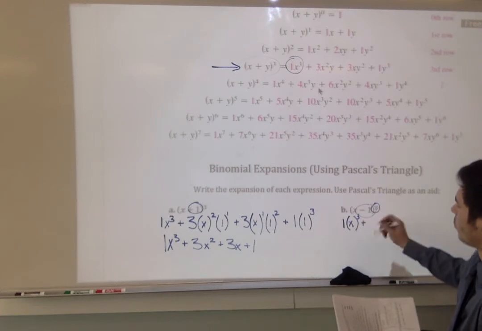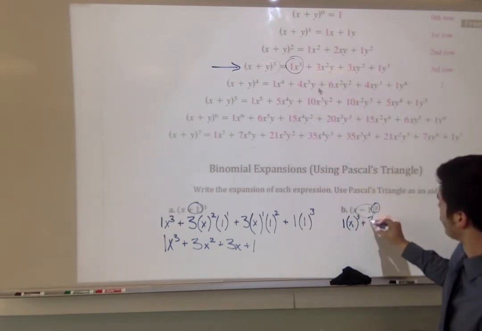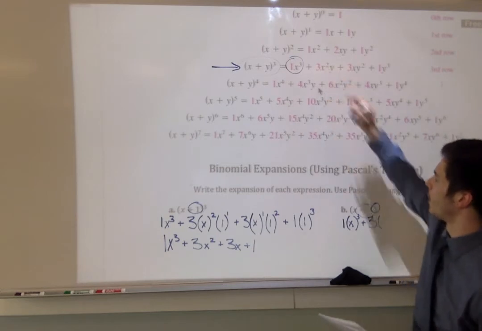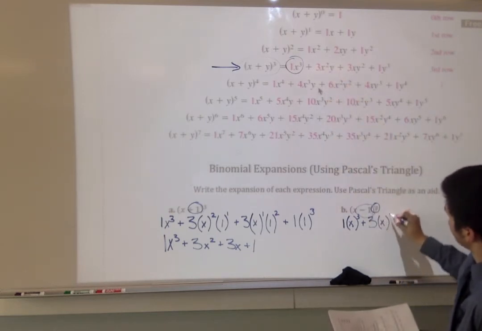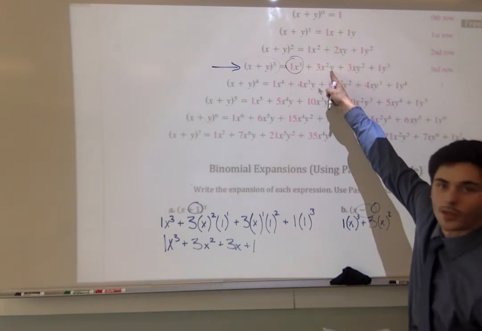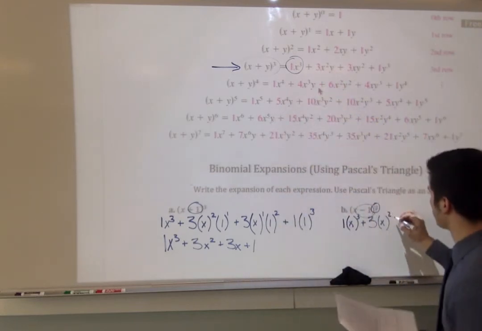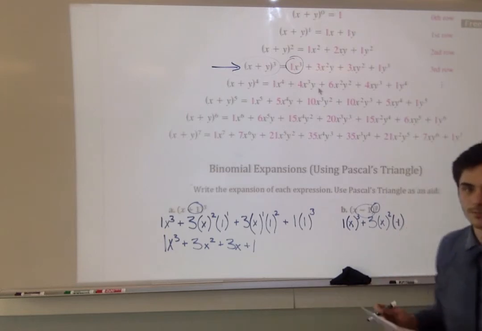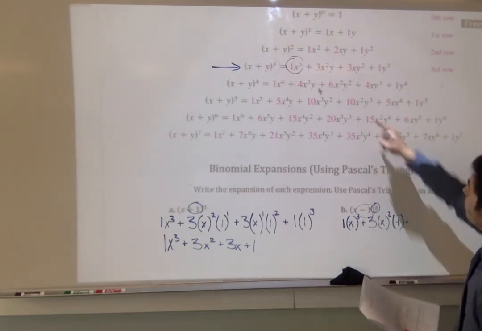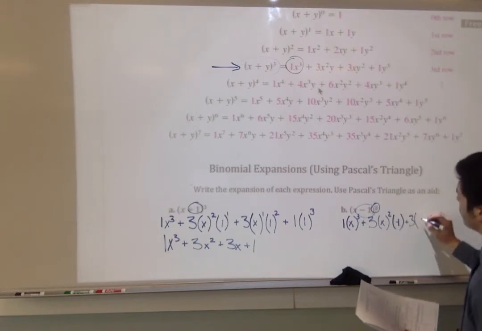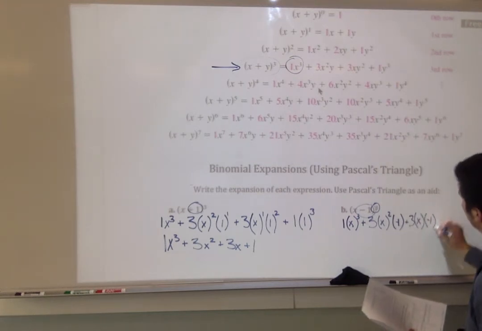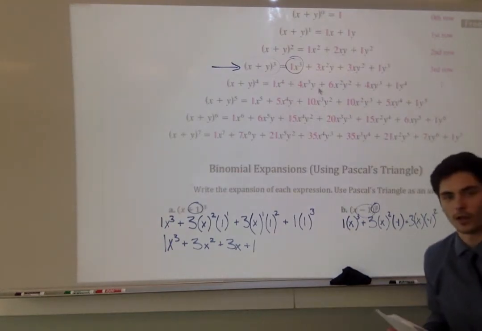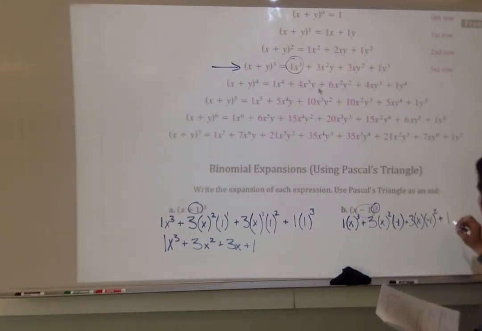So 1x cubed plus 3 first term squared, so x squared, and then the second term is just there. So we're multiplying by the second term as well. And our second term is negative 1. Then our coefficient is 3 again. We multiply by our first term once, and then by our second term twice. So we do negative 1 squared. And then lastly, we have 1 as our coefficient, second term cubed. So 1 times negative 1 cubed. Hopefully that fit on there, just barely. Okay, cool.